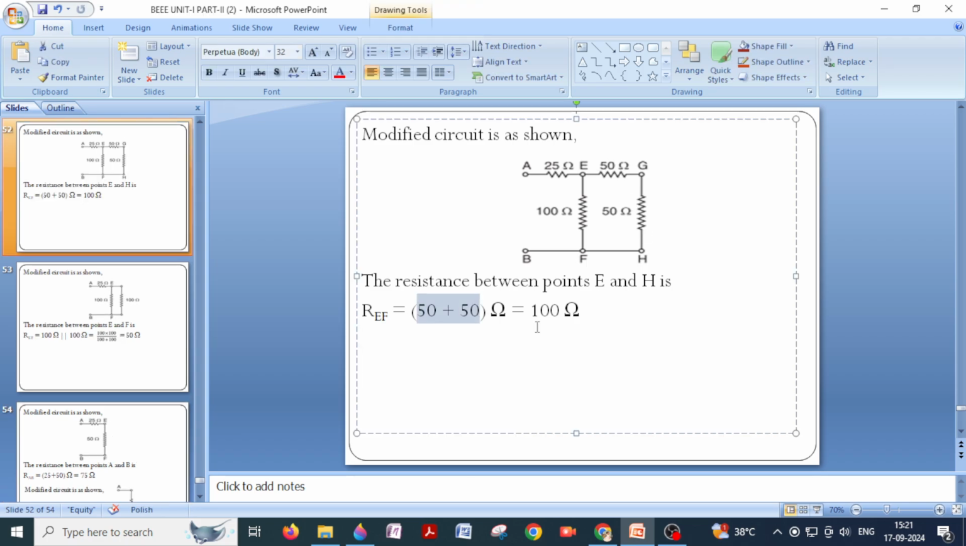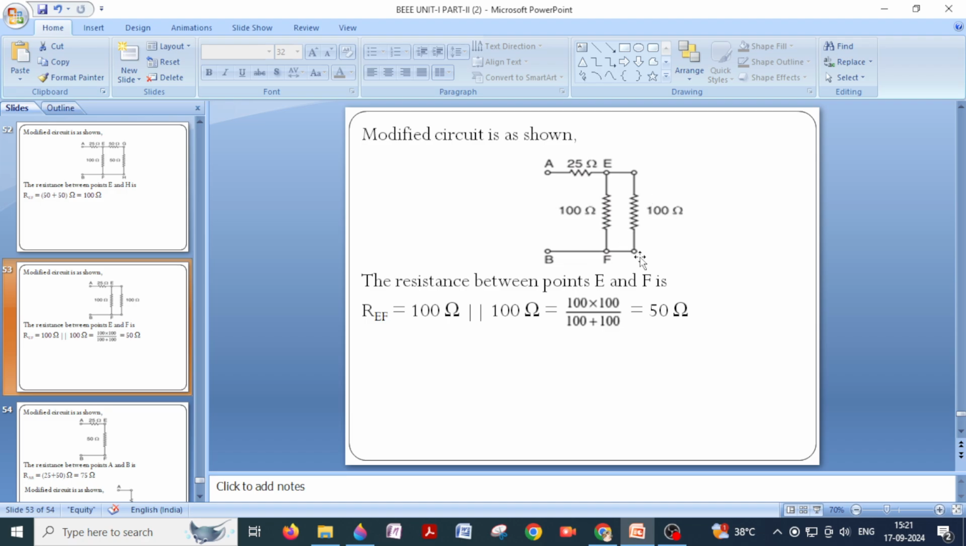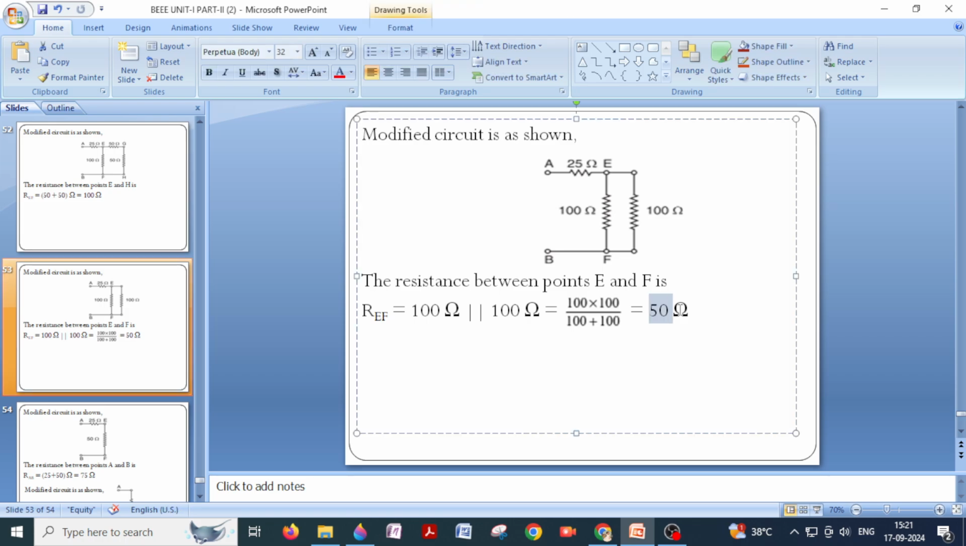So simply add those values, you will get 100 ohms. So what is the resistance between E and H? It is 100 ohms. So you can remodify this diagram and you can draw it again. So this is the 100 ohms resistor. Now if current is entering at node E, what is happening? It is dividing into two parts, means this 100 ohms and this 100 ohms both are connected in parallel. So just simplify it, you will get 50 ohms.